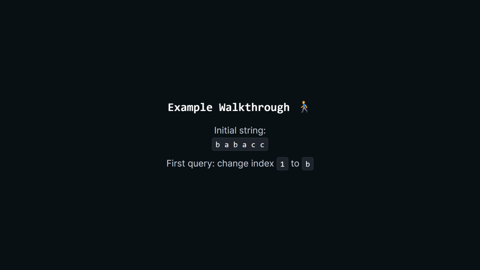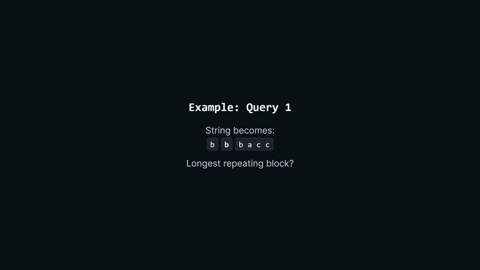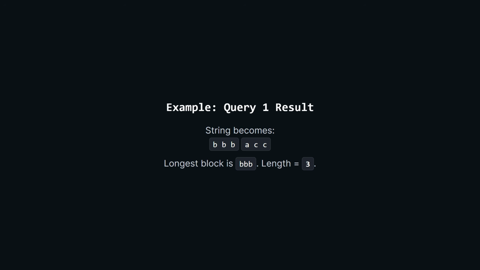Let's walk through that first example to see it in action. Our string starts as babak. Our first query tells us to change the character at position 1 to a B. We make the update. The string is now BBBACC. Now what is the longest block of repeating characters here? It's the 3 B's at the start. So our longest block is B, B, B, and the length we record for this step is 3.